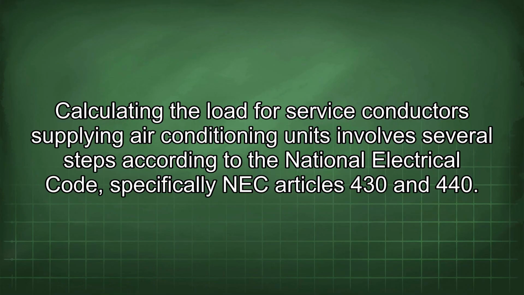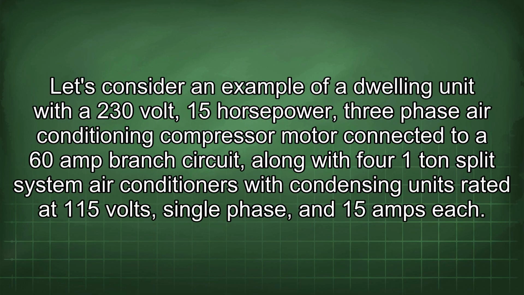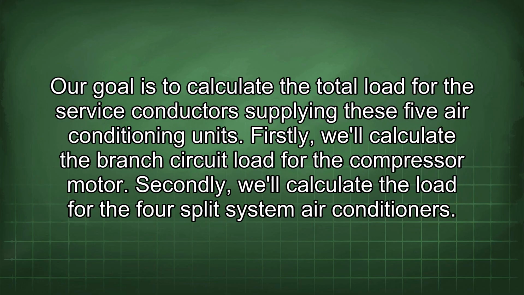Calculating the load for service conductors supplying air conditioning units involves several steps according to the National Electrical Code, specifically NEC Articles 430 and 440. Let's consider an example of a dwelling unit with a 230-volt, 15 horsepower, 3-phase air conditioning compressor motor connected to a 60-amp branch circuit, along with 4 one-ton split system air conditioners with condensing units rated at 115 volts single phase and 15 amps each. Our goal is to calculate the total load for the service conductors supplying these 5 air conditioning units.